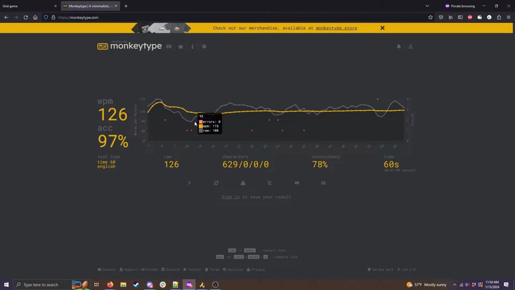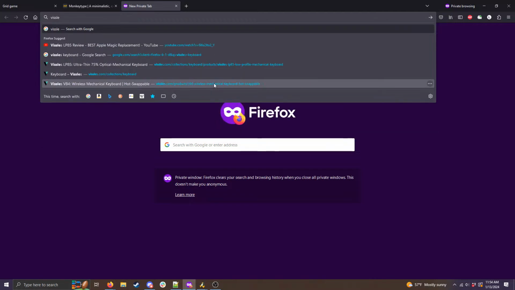What is my current keyboard? So right now I'm on a Razer Black Widow, which I think might be the one you're thinking of. It's the one that I used to use for my main PC.